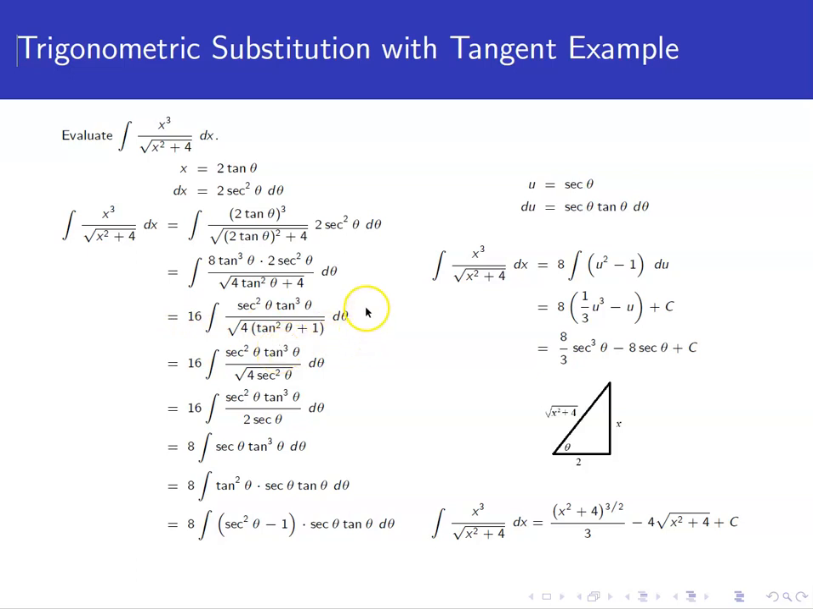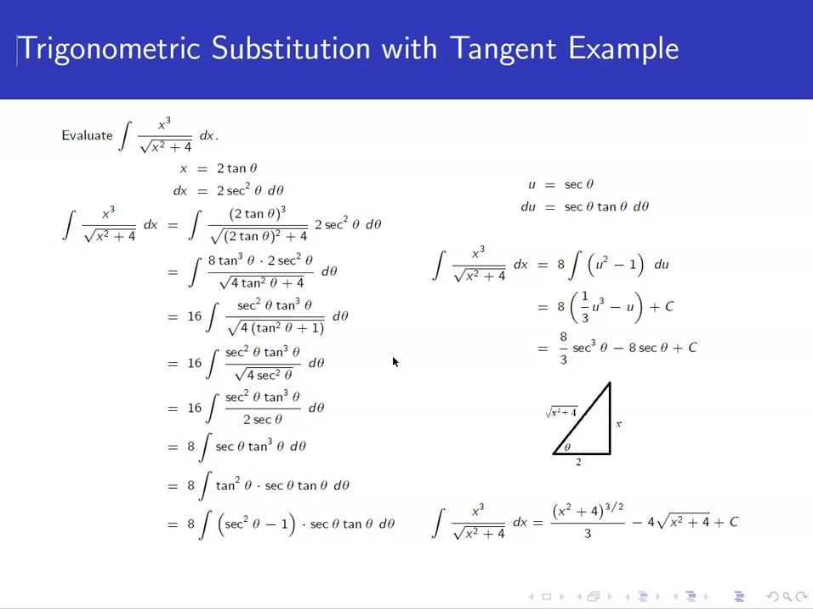As far as the other housekeeping pieces go, we've got an 8 and a 2 on top, so we can pull the 16 out in front. And we're still left with secant squared theta and a tangent cubed theta on the top as well. Then we replace the tangent squared theta plus 1 with secant squared theta. So now under the radical, we have 4 secant squared theta, and taking the square root, we get 2 secant theta.